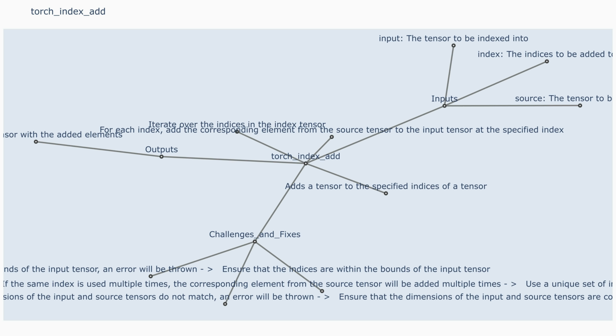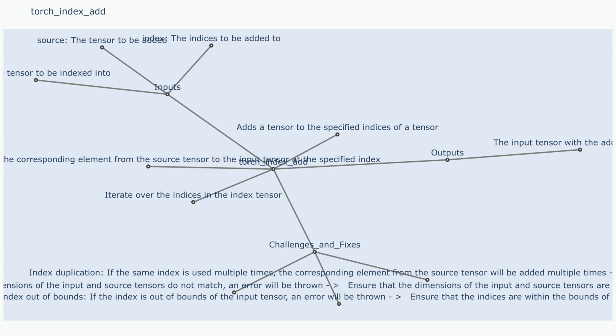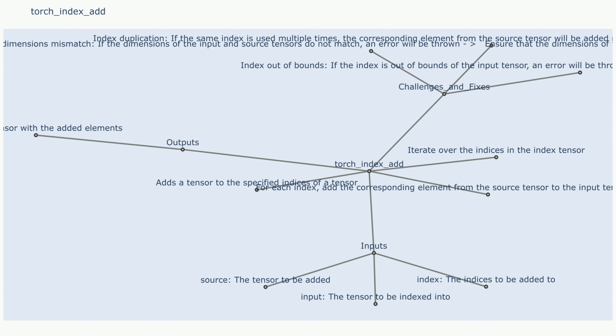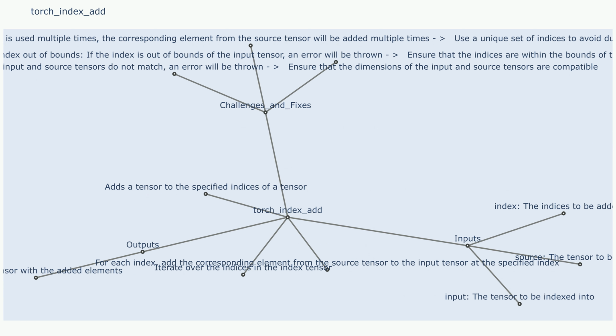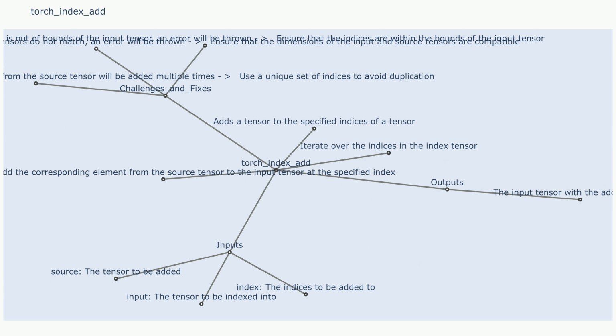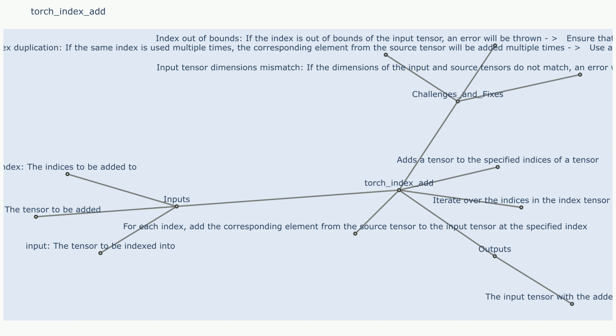Torch index add. Description. The torch index add function performs an in-place addition operation on a tensor along a specified dimension, using the values from another tensor and a set of indices. Inputs. Input 1: input tensor, the tensor on which the addition will be performed. Input 2: index tensor, a long tensor containing the indices of the elements to be added to. Input 3: source tensor, the tensor containing the values to be added.